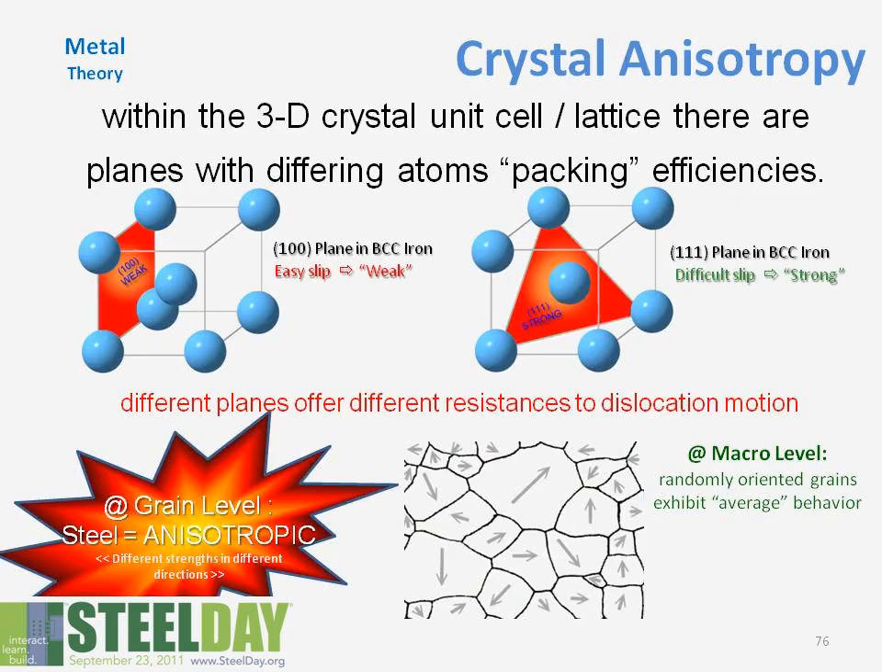Going back to our unit cell, if we stop to really analyze that, what we would see is that different orientations or packing efficiencies have different strengths. Here in the body centered cubic, here are 2 different orientations. Along the face, very weak, easy to cause slip. Through the body, stronger, very difficult. So on the granular level, steel is anisotropic, which means it has different strengths in different directions. At the macro level, the random orientation of grains acts on an average behavior, and that's the properties we measure.